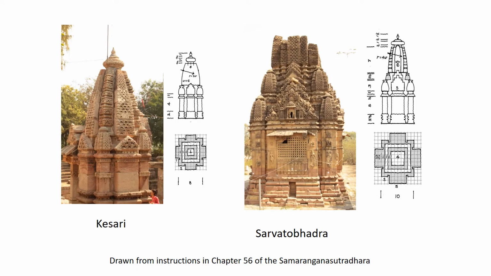A good example of both these phenomena is a sequence of 25 temples starting with the Kesari. And it seems that the earliest surviving example of this text is the 11th century Samarangana Sutradhara. It's in chapter 56. It begins with the Kesari, which is like the temple on the left. And this moves on to a second form where the Kesari becomes the top of a more complicated form called the Sarvatobhadra.